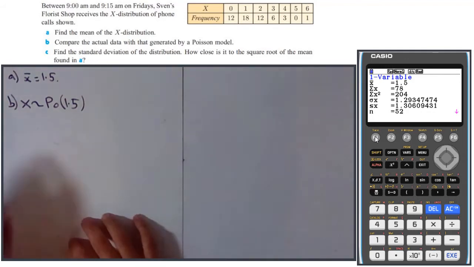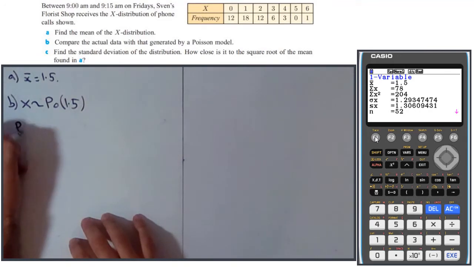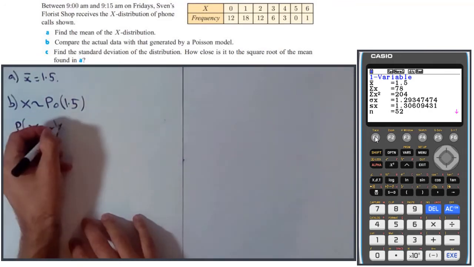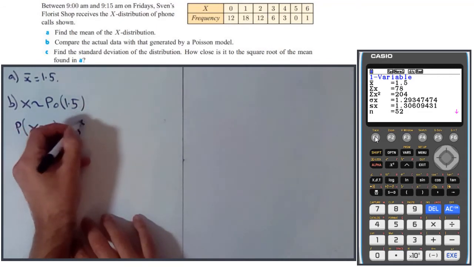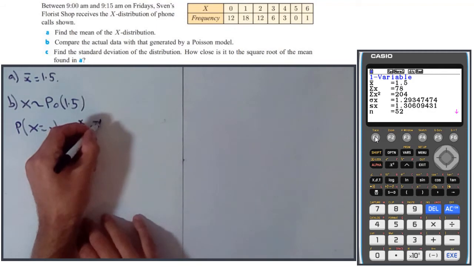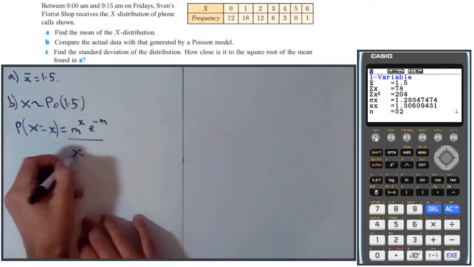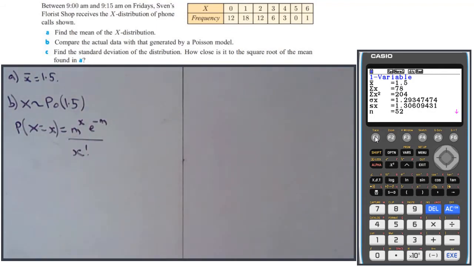So P(X = x) for a Poisson distribution equals m to the x, e to the minus m, over x factorial, where m is this 1.5, and x can be 0, 1, 2, 3, 4, 5, 6, and so on. It's only for discrete data sets. x couldn't be, say, 1.6. It can only be a whole number of things.